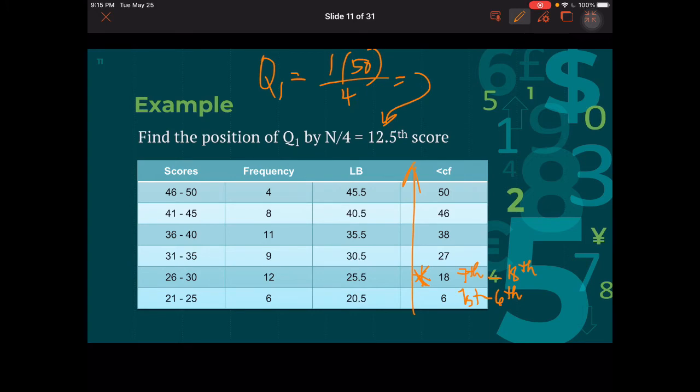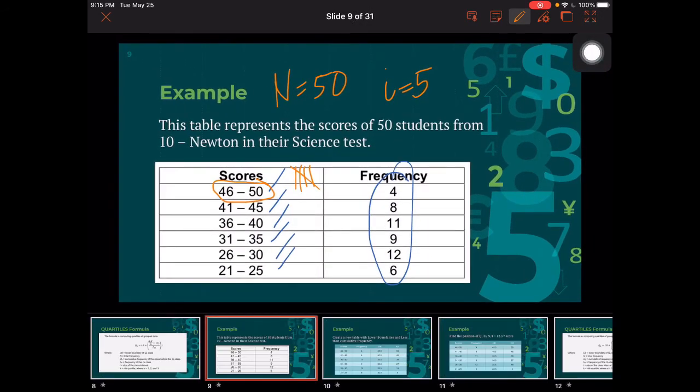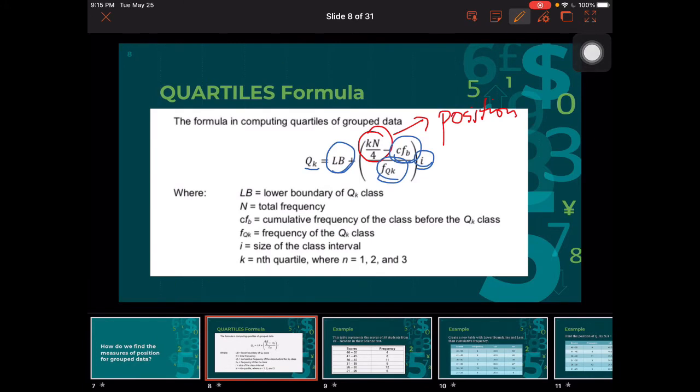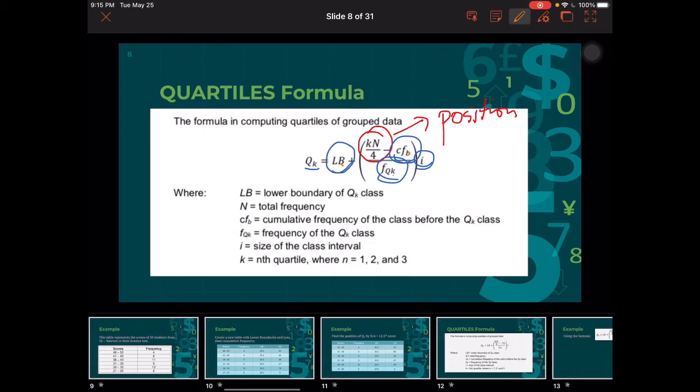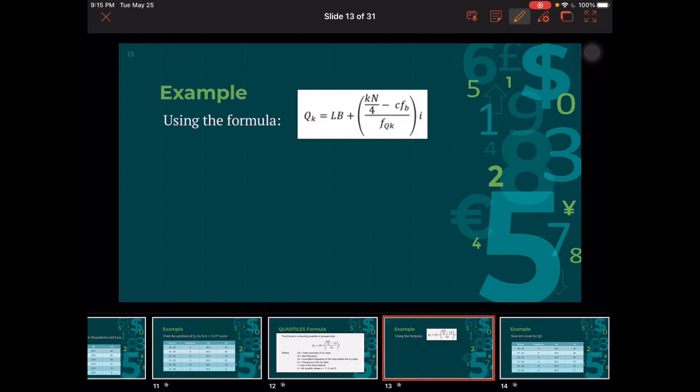Okay? So, balikan natin yung formula. Ano-ano yung mga kailangan natin? Number 1, kailangan natin ng lower boundary ng cumulative frequency before ng frequency. And then, yung class interval, nakuha na natin yan. So, balikan natin. So, kailangan natin yung lower boundary of that class, yung frequency of that class, and then the cumulative frequency before. So, ito. Okay? So, tandaan natin yan kasi gagamitin natin sila sa formula.